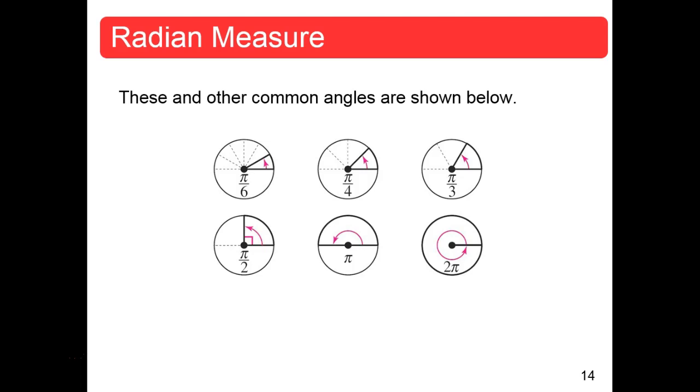What is that? It means a right angle. It looks like a right angle there, that's exactly what it means. Okay, so pi halves is a right angle, always. This is what we call a straight angle, pi. And then all the way around the circle would be 2 pi.